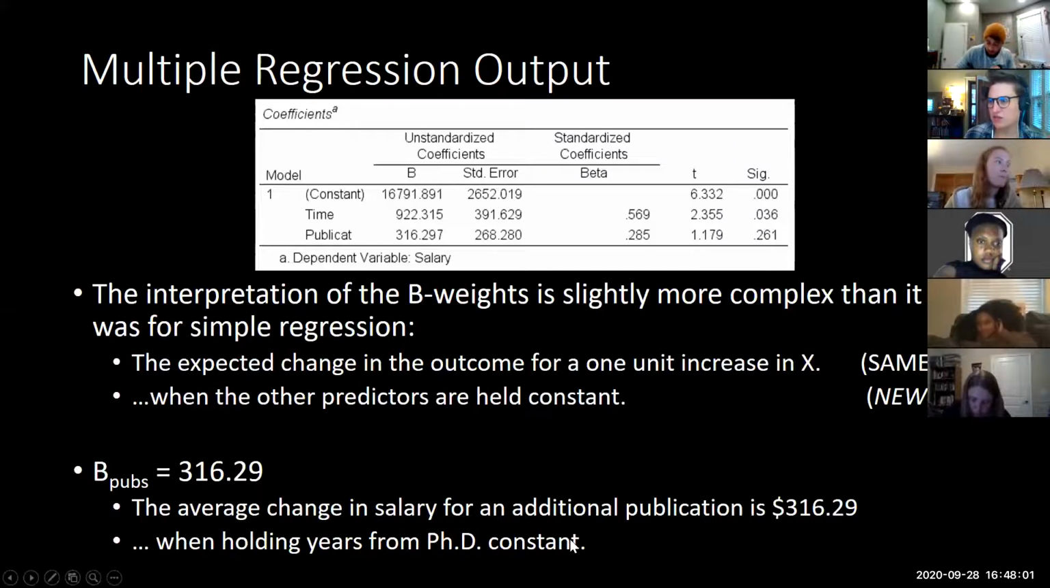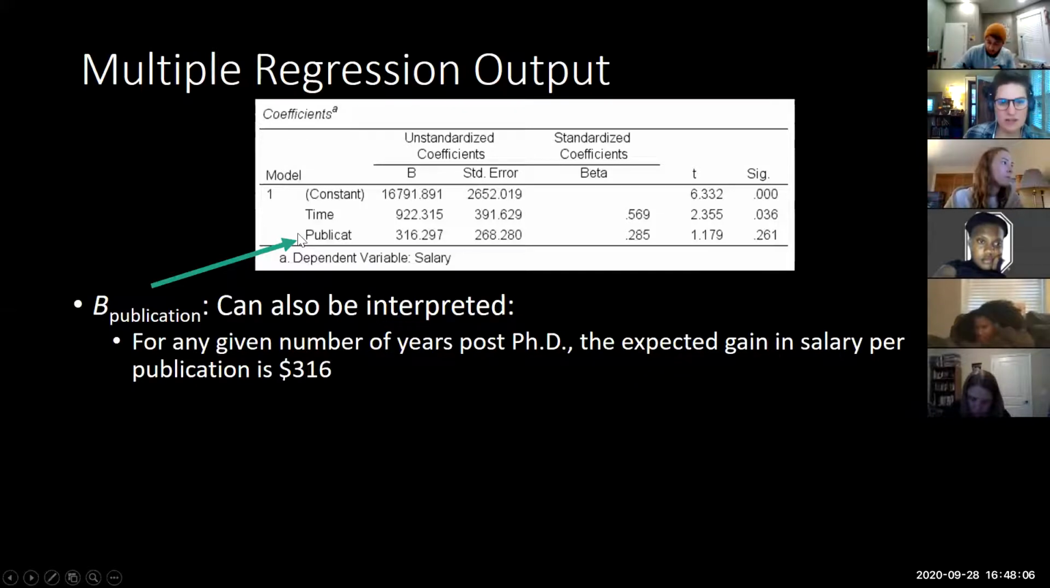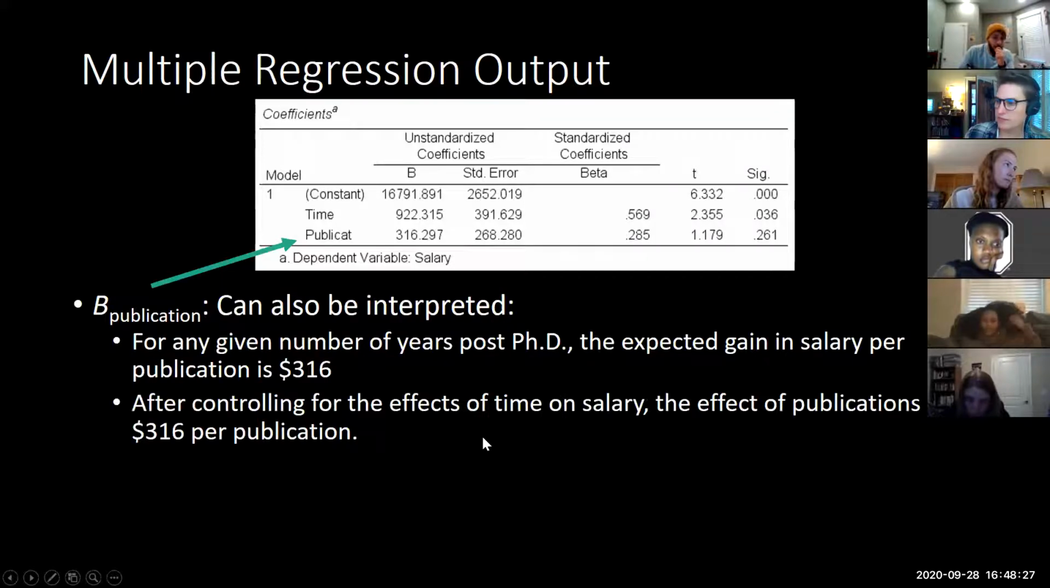Another way to say that would be for any given number of years post-PhD, the expected gain in salary per publication is $316. So this first bit is about holding it constant, and the second bit is about the moving part. Or we can also say, after controlling for the effects of time on salary, the effect of publications is $316 per publication.